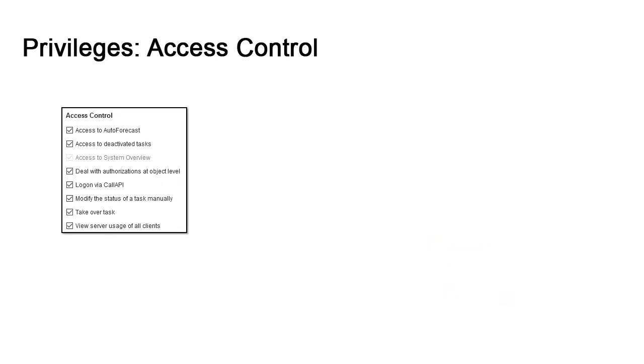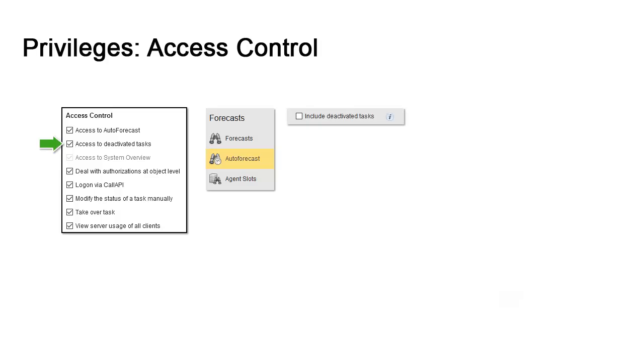Finally, we have access control. This enables access to a variety of functions like auto forecasts, which is a forecasting tool that shows future executions. You may not want your entire community to know what will be executing in the future. Likewise, you can disable access to past executions by removing the ability to view deactivated tasks. These are tasks that executed in the past and finished with an established status. They're no longer part of active supervision.